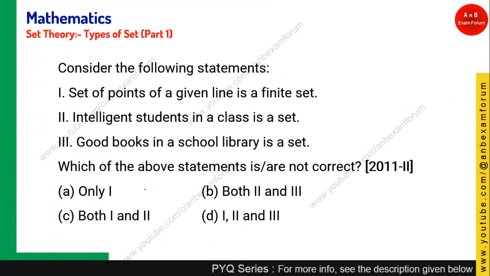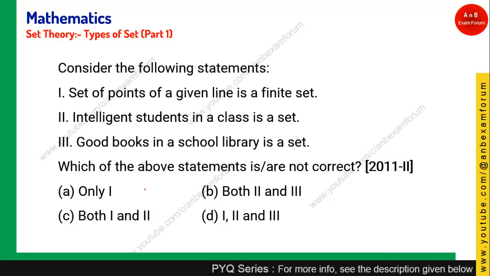So coming to the first question, and your time starts now. Let's see who can give the answer. Consider the following statements: the set of points on a given line is a finite set, intelligent students in a class is a set, good books in a school library is a set. Which one of the following is or are not correct? This question was asked in CDS and AFCAT, and there are certain statements regarding sets, so you should tell which of them is not correct.